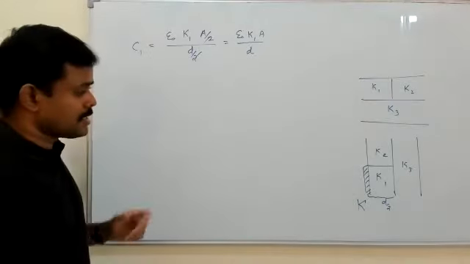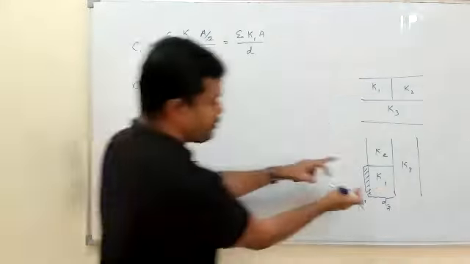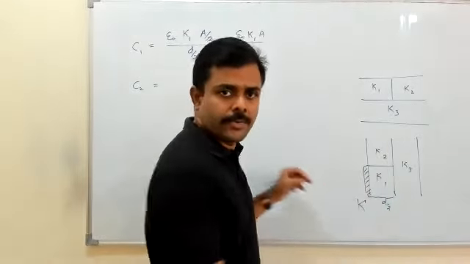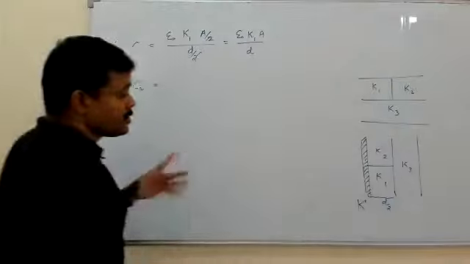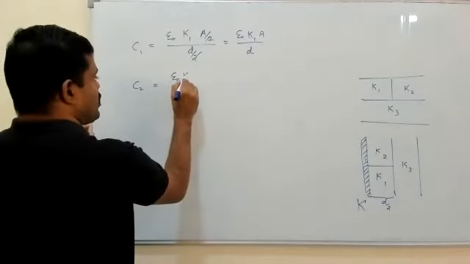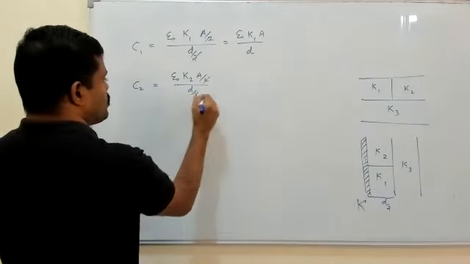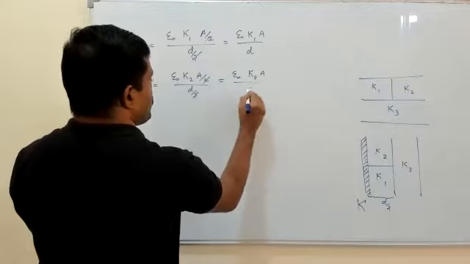Similar way, I can write C2. I don't have to do it. It is repetition with K2 in place of K1. K1 and K2 are identical. I take one plate here, this is half the plate again. So it is epsilon 0 K2 A by 2 by D by 2. 2 and 2 are cut. You get epsilon 0 K2 A by D.